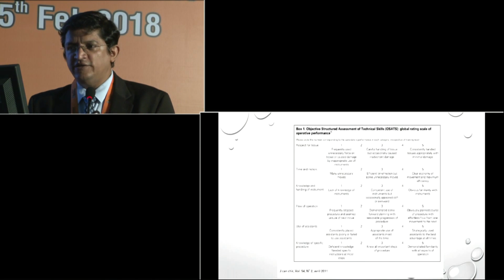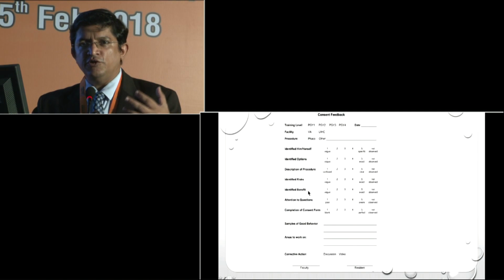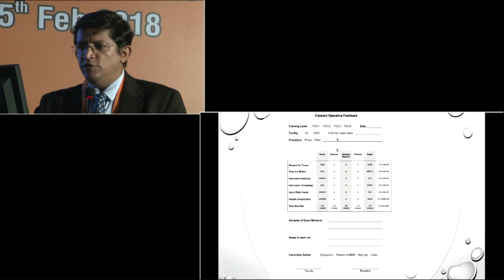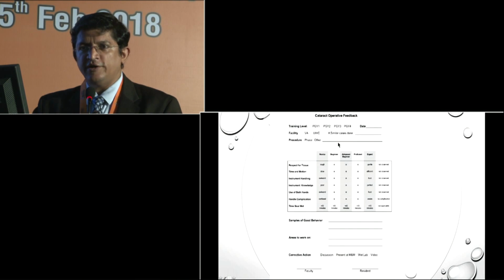So that was OSATs. After the OSS, then Harvard came with their charts, where you had training level, you had to have the same procedures as we spoke about in O6: identified himself, identified options, described the procedure, identified risks, identified benefits. So this is what you do before the resident actually goes into surgery. Then you look at the same OSS kind of a thing on cataract in specificity.